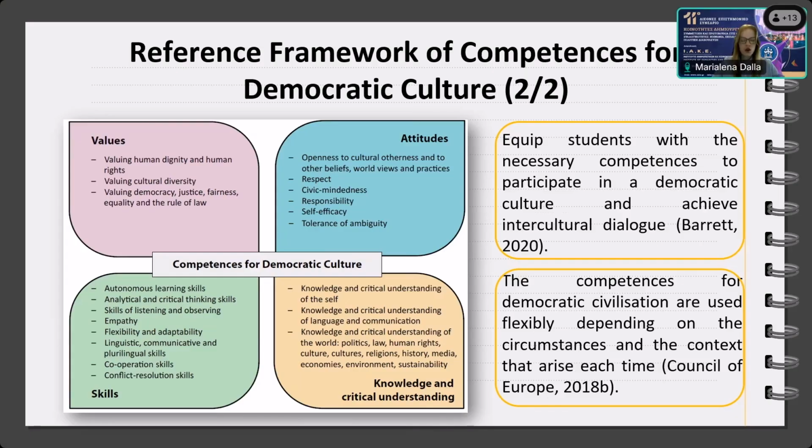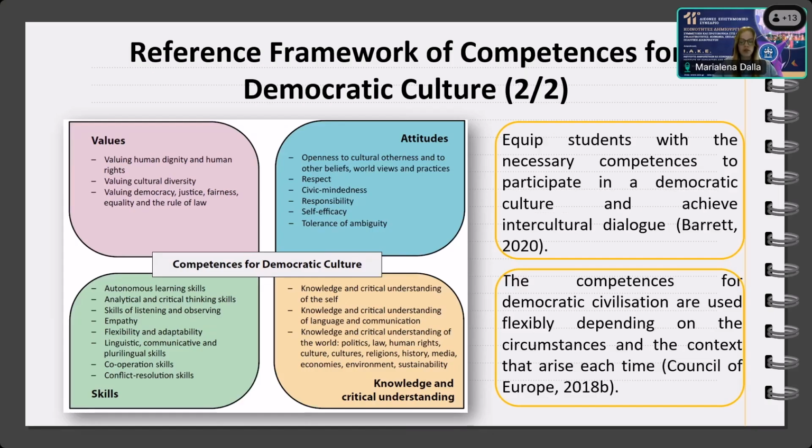The next category is that of skills and includes competencies such as autonomous learning, empathy, cooperation, and conflict resolution, communication, as well as multilingual skills. Finally, we have knowledge and critical understanding with reference to critical understanding of oneself, critical understanding of language and communication, and knowledge and critical evaluation of the world.